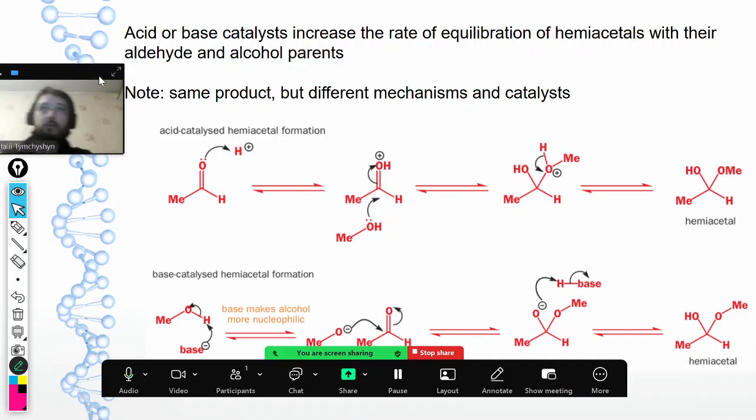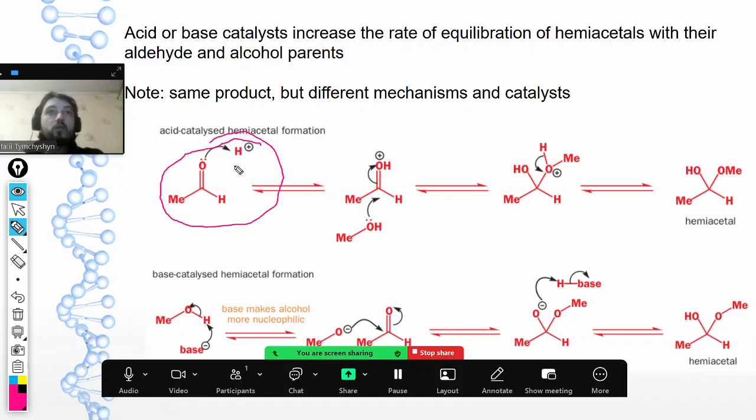Here is one more example. It showed that we can use as a catalyst either acid or base. So acid or base catalysts increase the rate of equilibration of hemiacetals with their aldehyde and alcohol parents. So here you see the hemiacetal. So here are these oxygen atoms that justify its name. And here you see that we had an aldehyde.